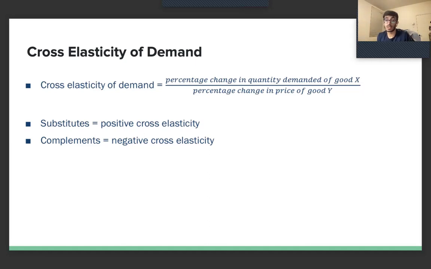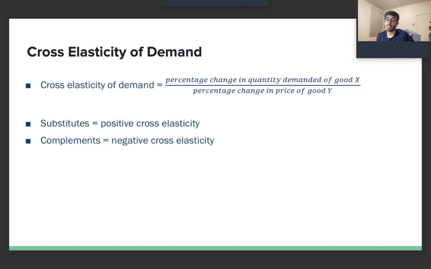So the percentage change in the price of tea is positive, so you get a positive denominator. And the percentage change in the quantity demanded of coffee, which is the numerator, is also positive. So you get a positive value of the cross elasticity. And we work out the opposite logic for complements.